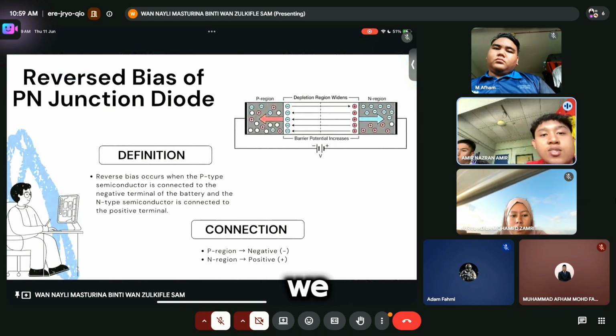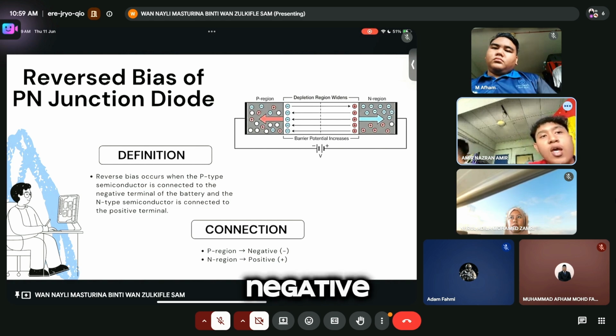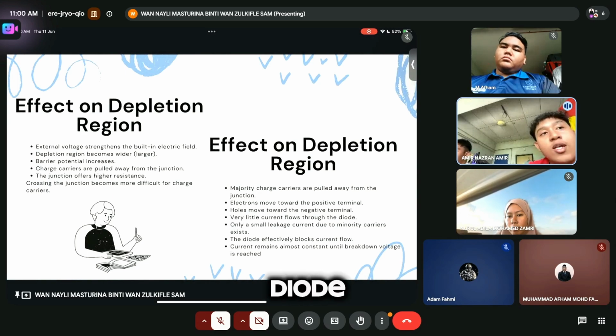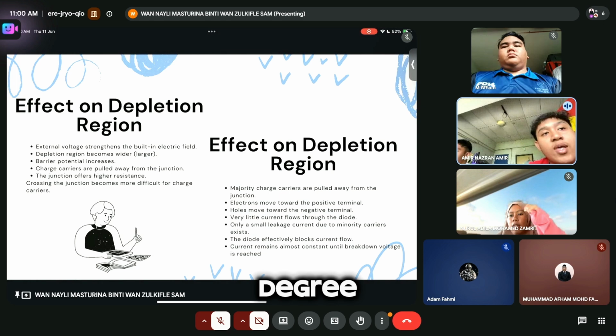So right now we see reverse bias. For reverse bias, we can know the connection of the circuit is the P side will go to the negative and the N type will go to positive. So this is the easiest way for us to remember what reverse bias looks like. Next slide. Right, last, when we apply a reverse bias, the diode does a complete 180-degree turn in behavior.